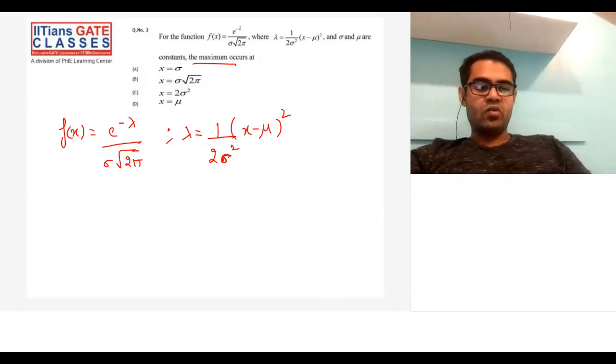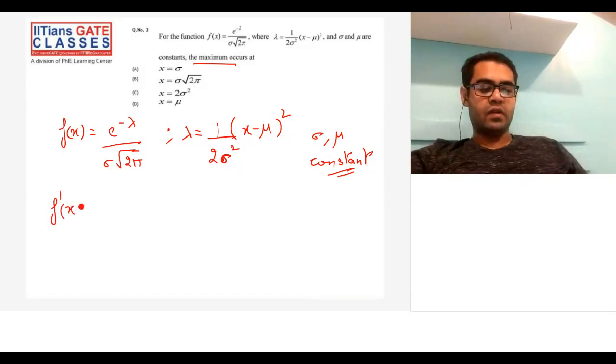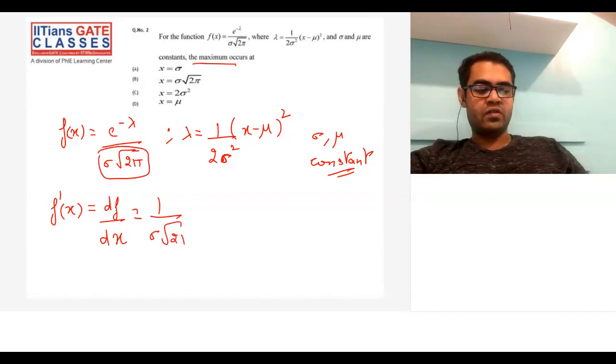Here, sigma and mu are constants. So we have established all the information given in the question. Now there's a standard procedure to solve these questions. If you have to find either the maximum value or the point of maxima, all you have to do is find the first derivative. So the first derivative would be df by dx, and since the denominator is constant, I'll bring it outside the differentiation.